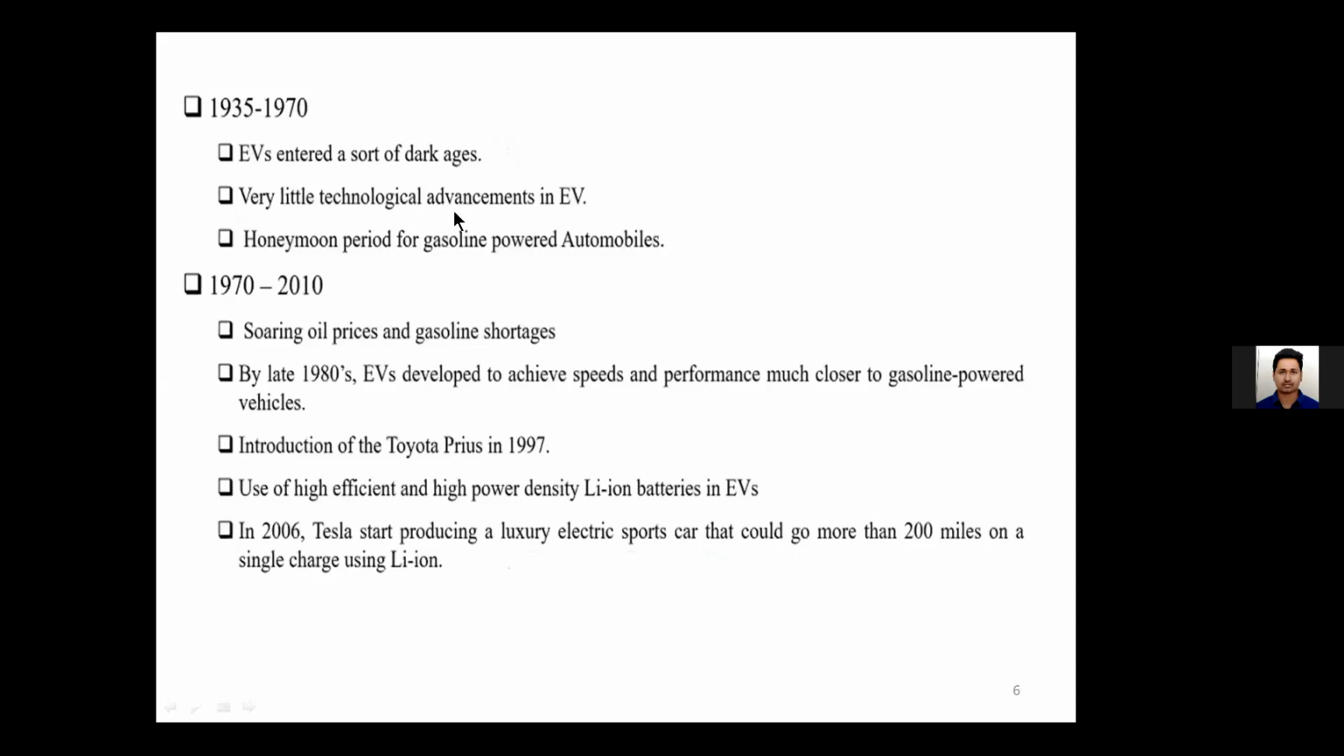And one more thing is, during this particular period, the cost of the electronics was very high, whatever electronics is involved to control the speed or whatever. But during this period, the cost of the power electronics equipment, the switches, all these things came drastically down, which led to the development of EVs.